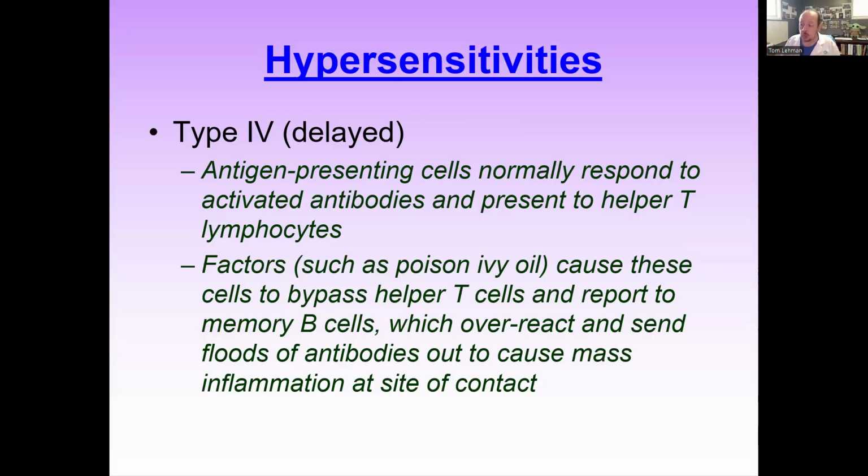Again, for a reason we don't know, something causes these antigen presenting cells to bypass the helper T cells and travel to the spleen and to the lymph nodes where they find memory B cells and cause them to overreact and produce a massive flood of antibodies, which go out and swarm all over their specific non-self antigen, which stimulates a massive immune reaction in that area. You get these big dollar-sized welts in poison ivy, poison oak, poison sumac, but this may show up hours later because it takes time for all of this traveling to the spleen, traveling back out again. It's a crazy mess.